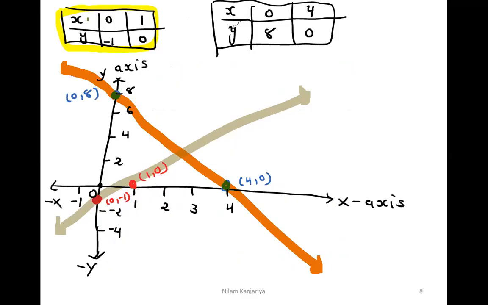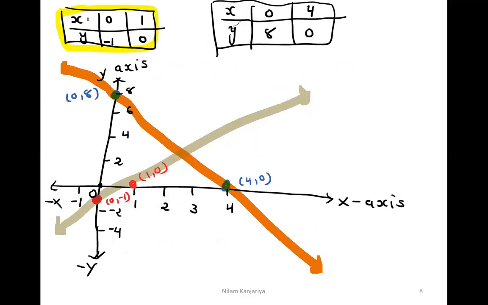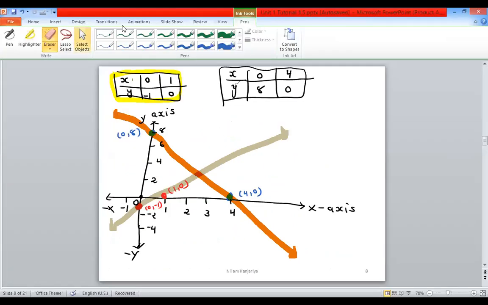So hope you cleared. This is the shortcut method. You just use the two values, x is 0, y is 0, and you draw the two lines and look, which is your intersecting point. This is your intersecting point. It's maybe not exactly 3 because I have no... Find this x and 2. So this is x and 2. So the answer is x is 3, y is 2.